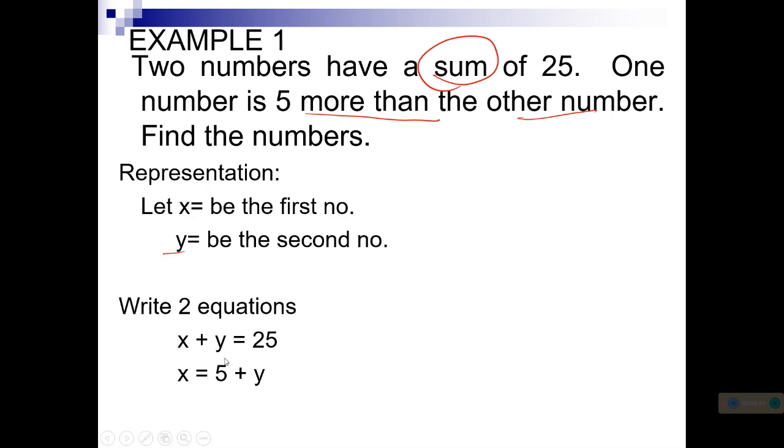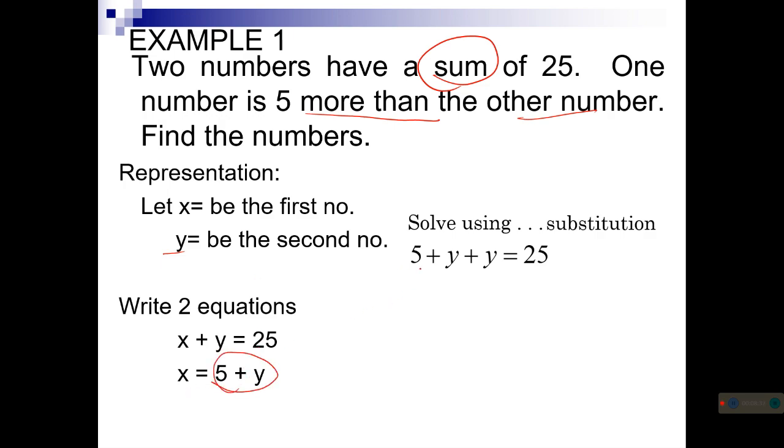From the given equations, you are going to think of the method that is appropriate for us to use. What do you think is that method? Yes, you are going to solve this using substitution. Correct. By substitution, we will have here 5 plus y, because x is equal to 5 plus y. So this is our x. Then plus y equals 25.